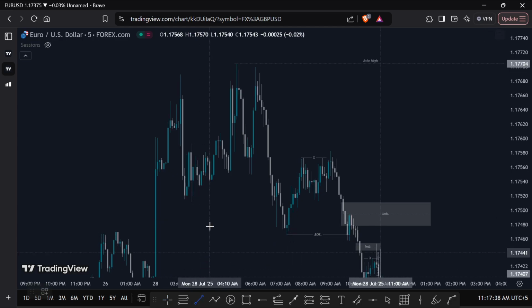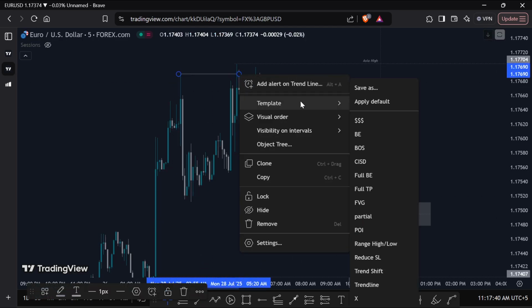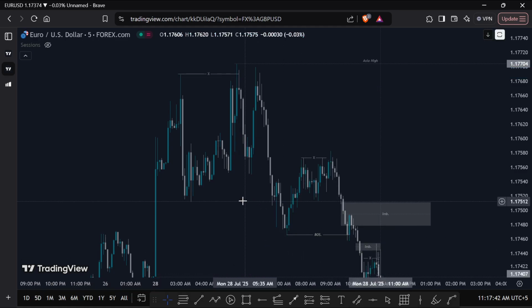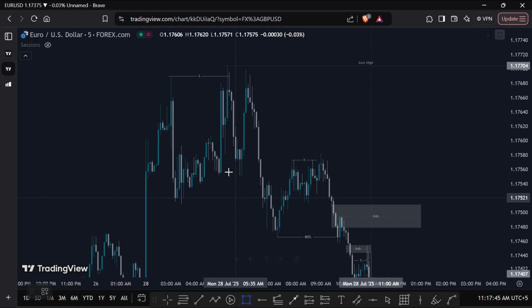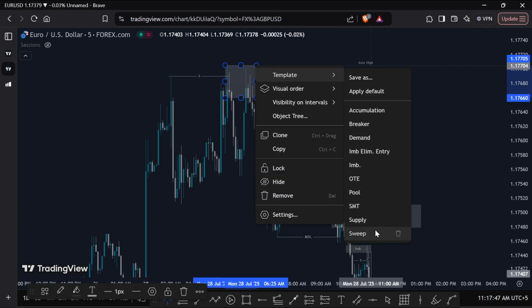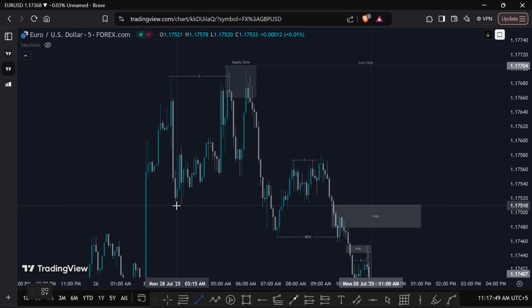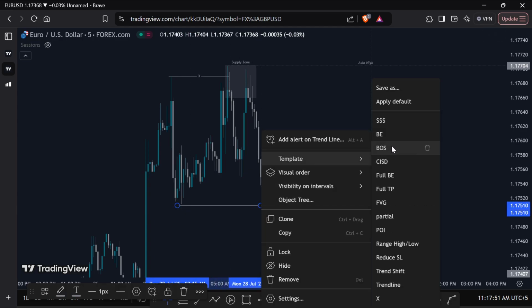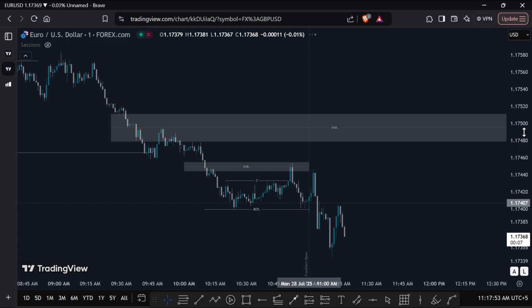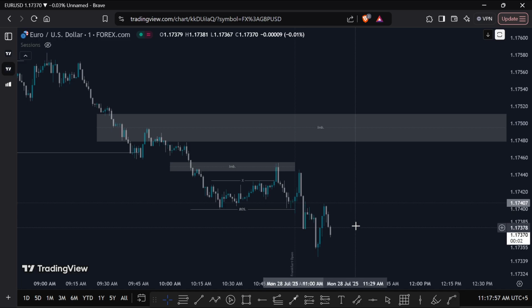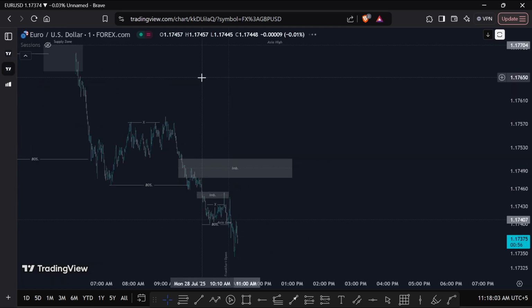We also, if you look here, had a sweep of structure, we mitigated into supply, and then we had a bearish break of structure. So the same things are repeating in the market, and as I said, it is not a real sweep, and the market will reverse from here. I think Frankfurt has already started reversing from here, so that's really nice. All right, so that was the video for today.